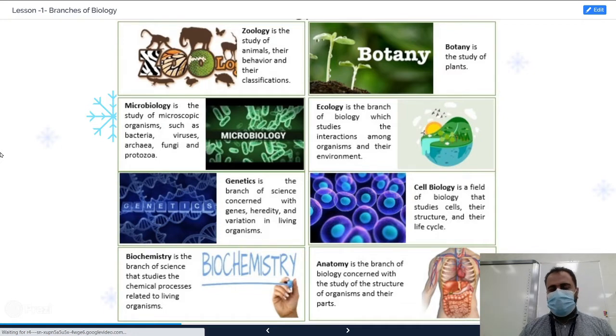Moving to cell biology, it's very easy from its name. We can even call this branch cytology. So it's either cell biology or cytology. It's the study of cells.